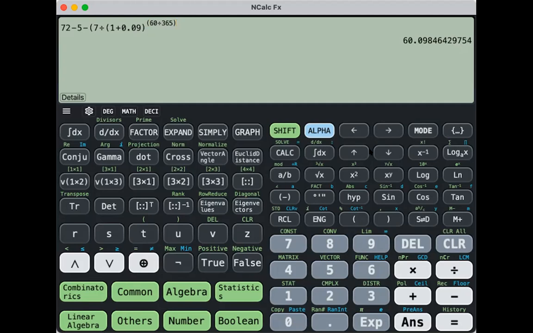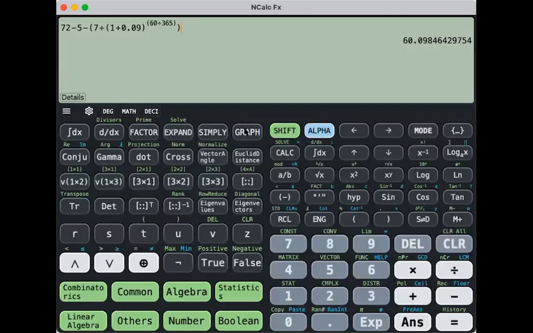To the power 60 over 365, we press this right button to go down. In some calculators, you don't have to press it, but I think in a Casio, you need to press it. In some Sharp calculators, you don't need to. And then we close that big bracket. Remember, this whole part was in brackets if you go to the diagram.